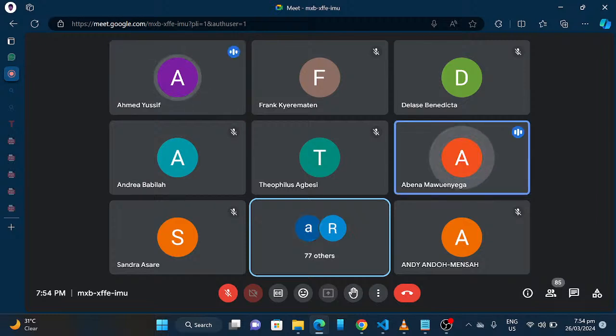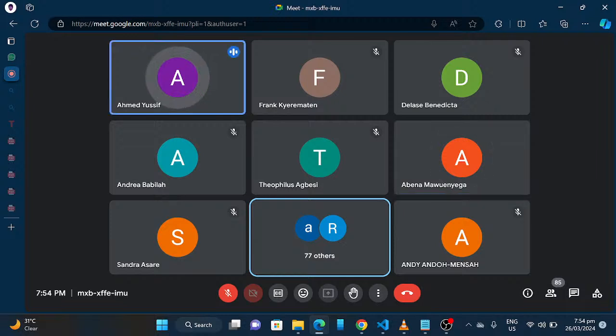Sir, can you please repeat what you just explained? Well, that's what I'm coming to talk about, the mechanism of action. All right, so let's talk about the mechanism of action.